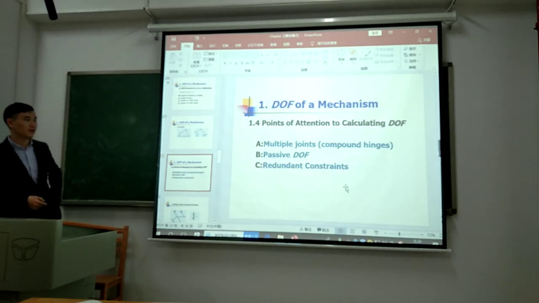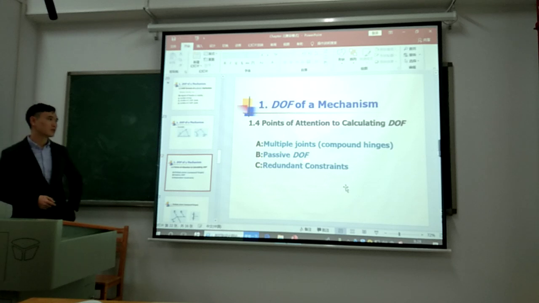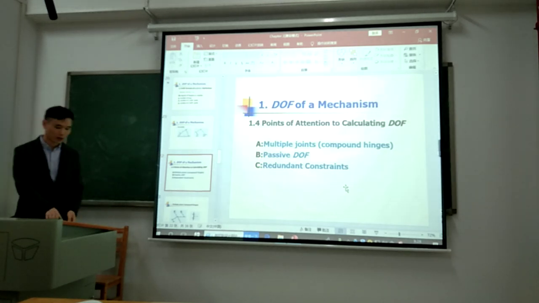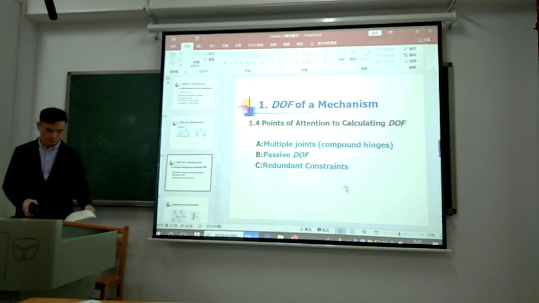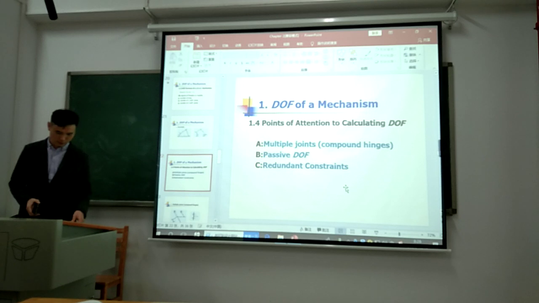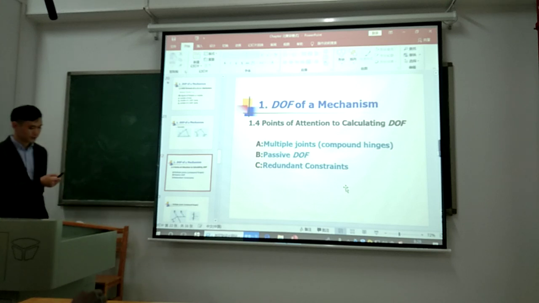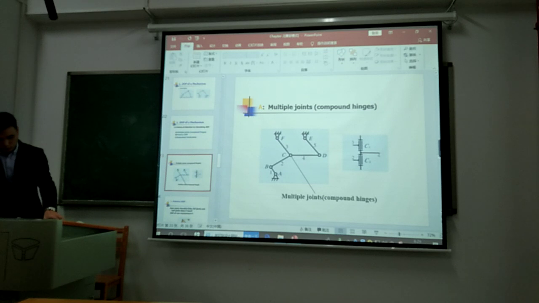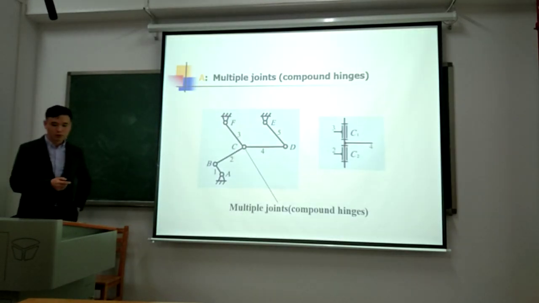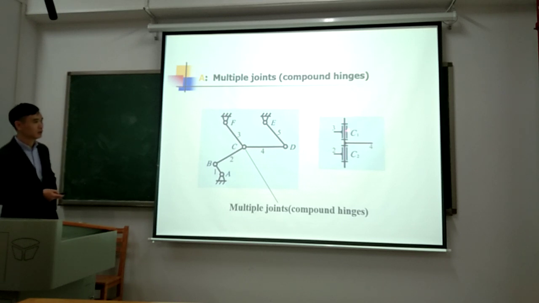In the previous class, we talked about multiple joints, which have a result and a constraint. Remember, we talked about it last class. Now we will continue to study this concept. For the multiple joint, there are three links, two, three, four. These three links are combined together, so it can be seen as two revolute joints.